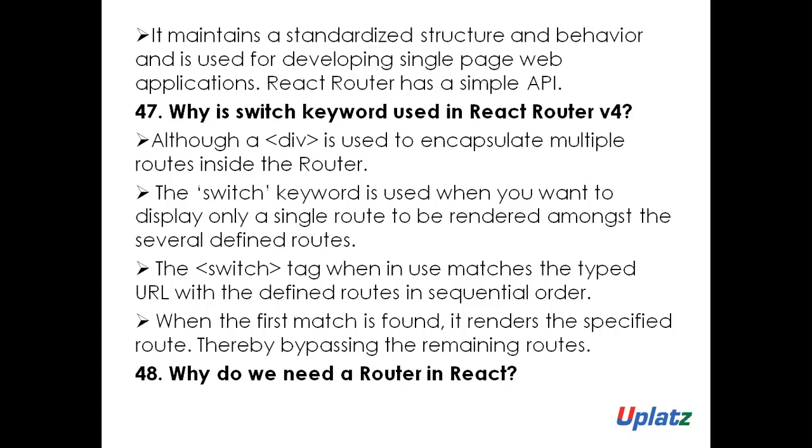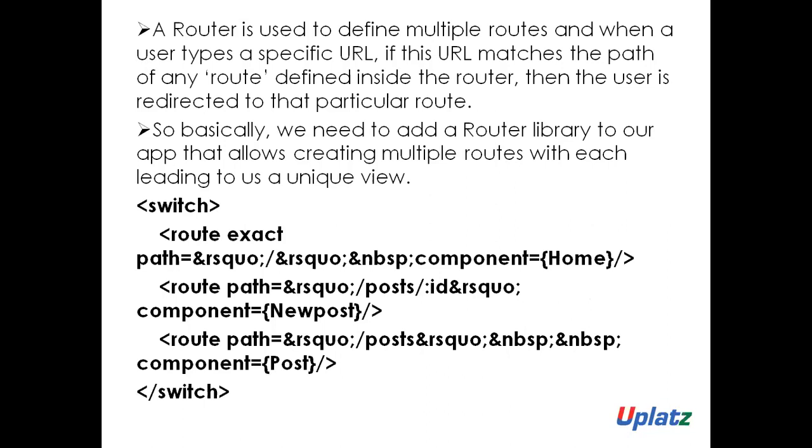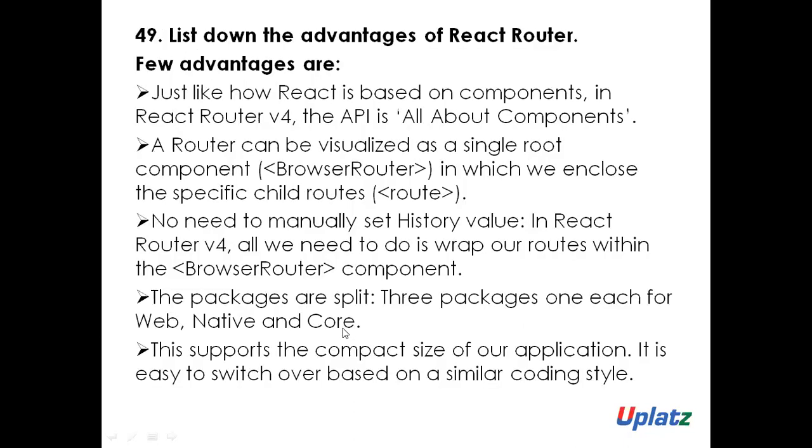Why do we need a router in React? A router is used to define multiple routes, and when a user types a specific URL, if that URL matches the path of any of the routes defined inside the router, then the user is redirected to that particular route. So basically, we need to add a router library to our app and then create multiple routes leading to unique views. We have a Switch component inside that. You can see here this is my home component, new post and post. Based on priority, first come, first served.